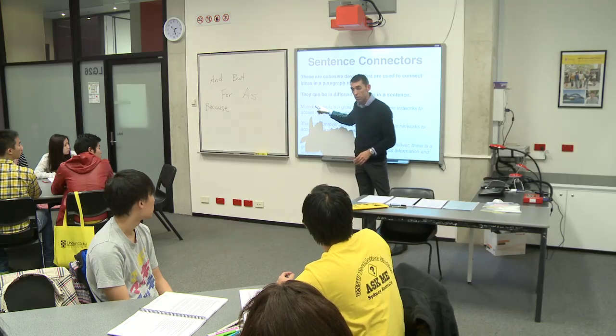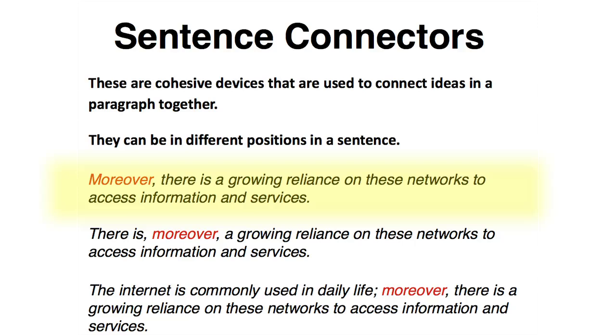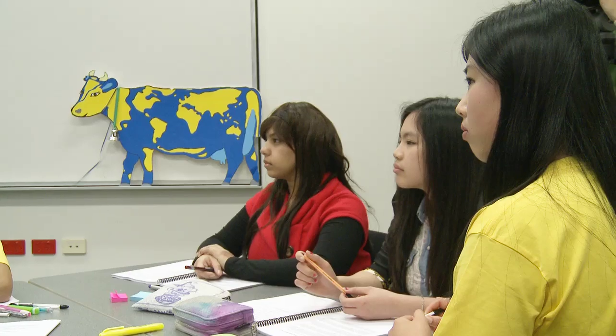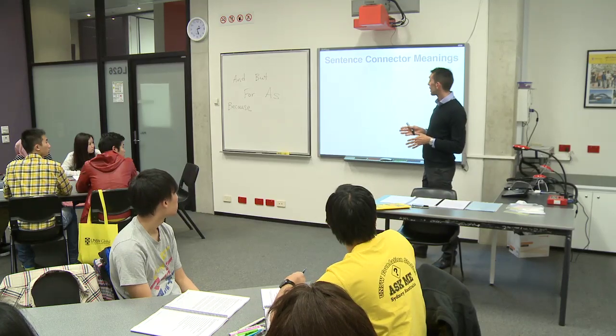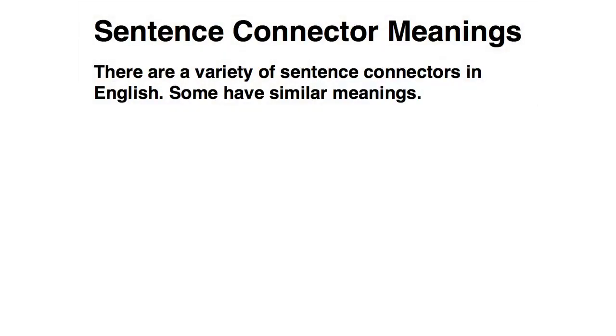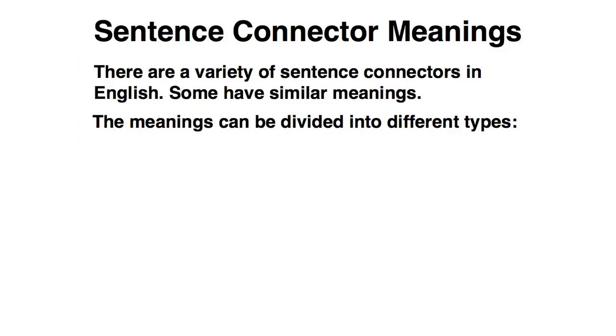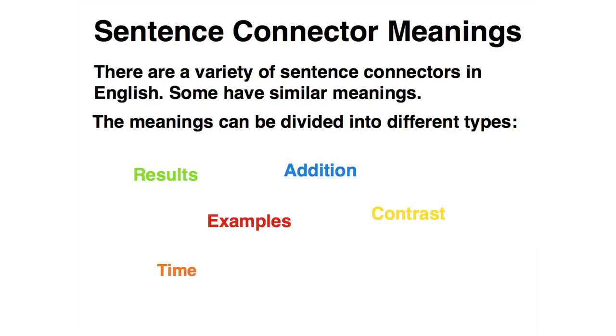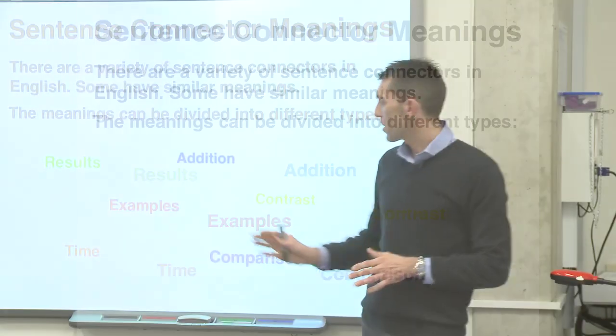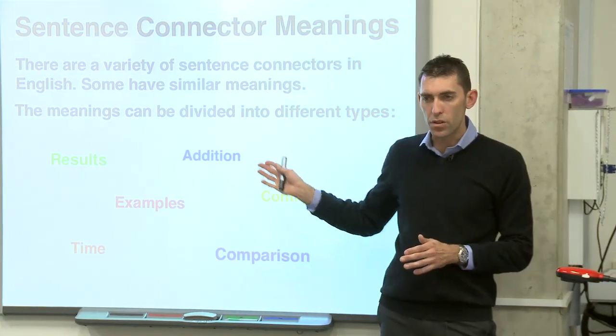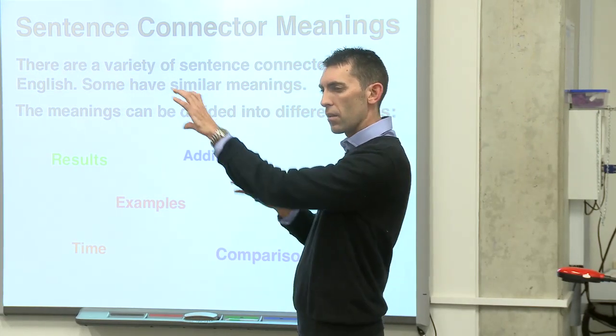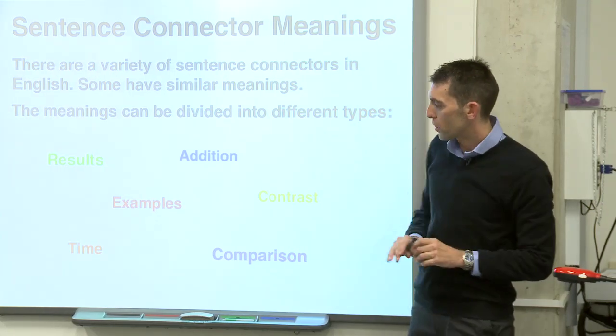Now what we're going to do today, everyone, is we're not actually going to look at these particular usages. We're going to actually look at this one, and the idea of cohesive devices together to join sentences at the start. So it's good to think about these sentence connectors in different groups in terms of their meanings. Because there's a variety of these and they all have different meanings depending on how we're going to connect our ideas together. And they can be divided into different types. So the main broad types are results, addition, examples, contrast, time, and comparison. So maybe you've actually seen some of these words used, but you've never probably thought exactly about the meaning of the sentences that are linked together by these words.